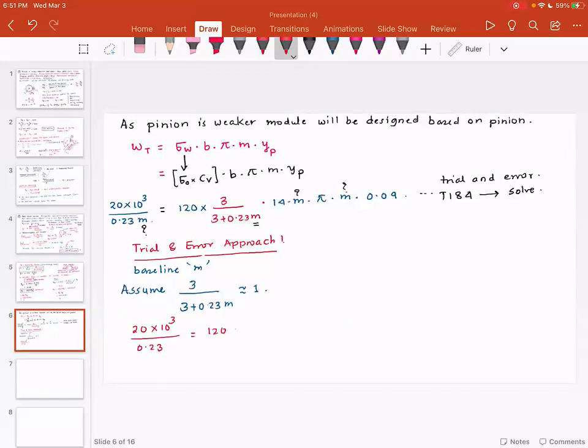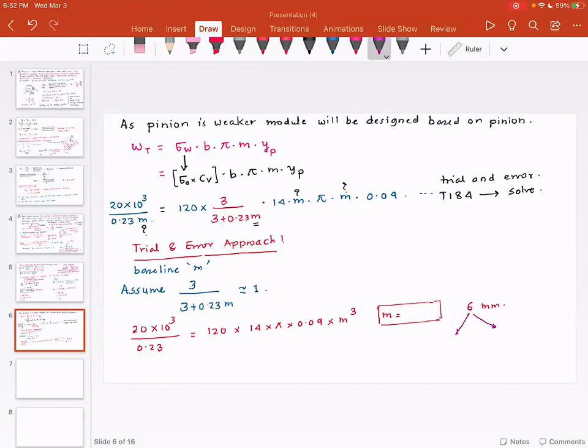is equal to 120 multiplied by 14 multiplied by pi multiplied by 0.09 multiplied by m cube. So if you assume the velocity factor is equal to 1, then you can see that this equation reduces to just a cubic equation, and that will give you some starting value of m. Now the next step is you increment this value a little bit. So for example, let's say from here we got the value of m is equal to, I'm just guessing, 6 millimeter. Now I'm going to go ahead and do 2 iterations.